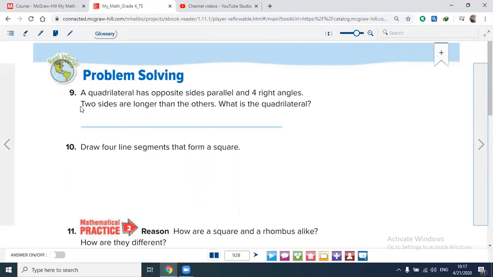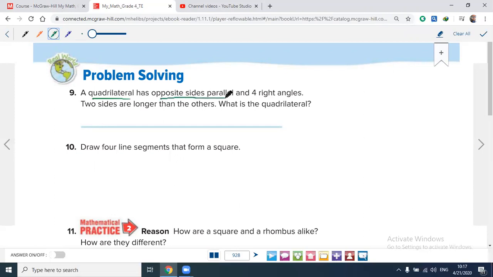Number 9. A quadrilateral has opposite sides parallel and 4 right angles. 2 sides are longer than the other. What is the quadrilateral? Write it again, and determine the description for the quadrilateral, to name it, and to choose the most specific quadrilateral for this one. A quadrilateral has 4 sides and 4 angles, and opposite sides are parallel. Where do I have opposite sides parallel?